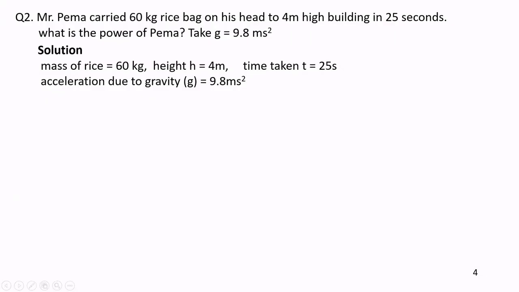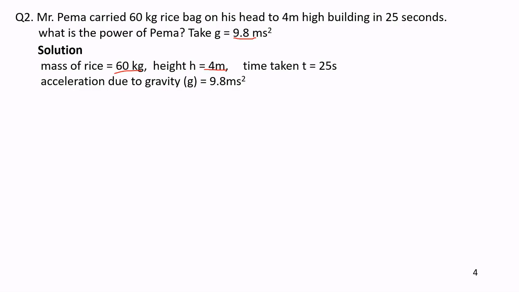Let us look at another question here. Mr. Pema carries a 60 kg rice bag on his head to a 4-meter high building in 25 seconds. What is the power of Pema, or how much power is developed by Pema? And we are asked to take acceleration due to gravity as 9.8 meter per second squared. Now the mass of the rice bag is 60 kg, and height. So here we are not taking displacement, we are taking height instead.